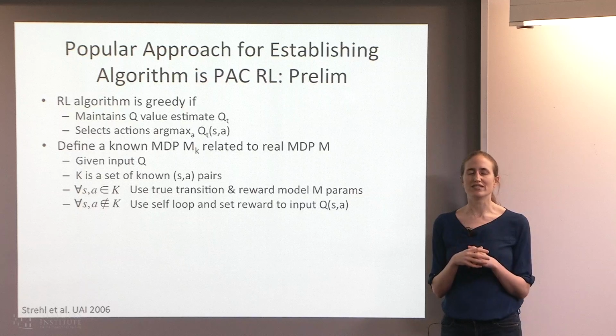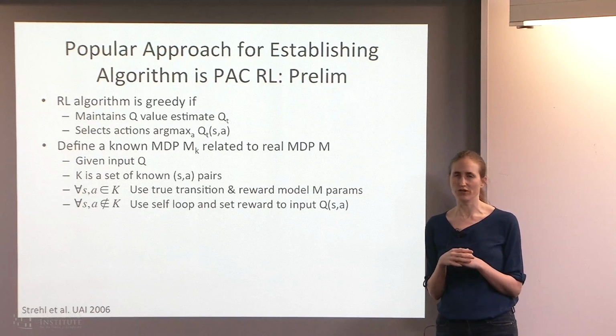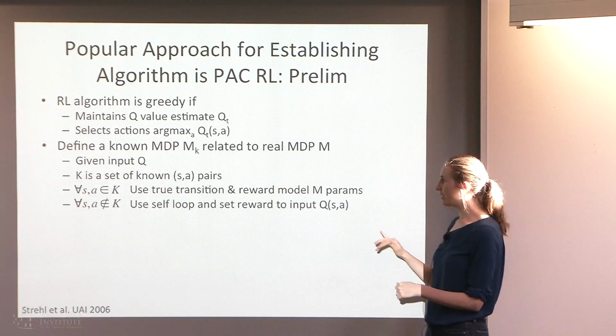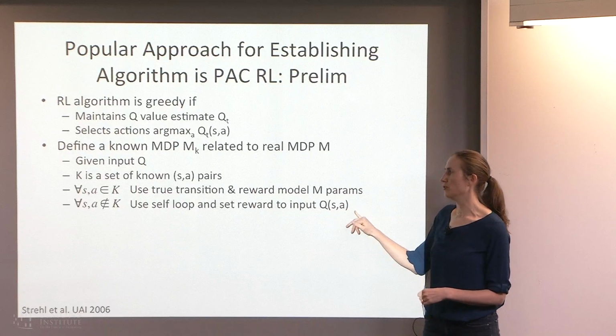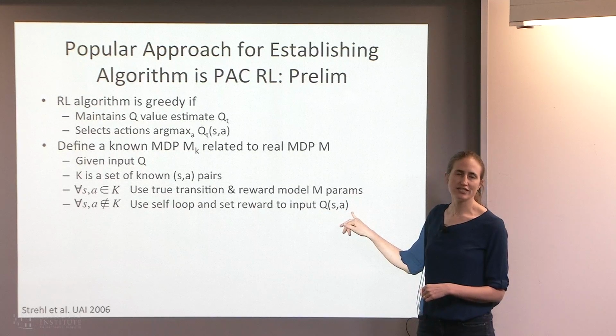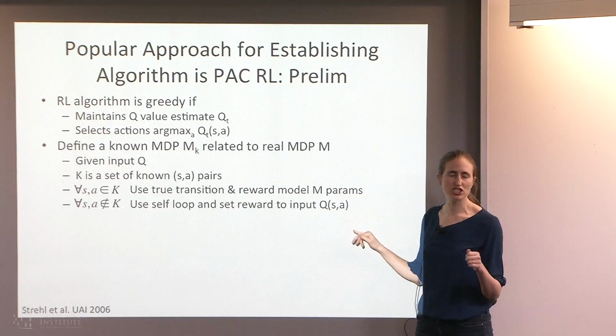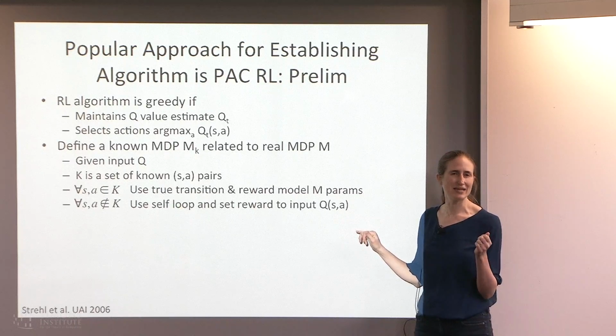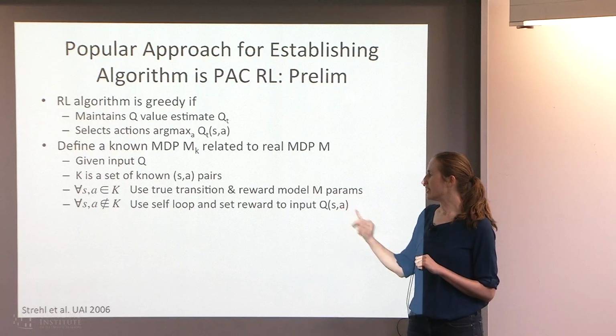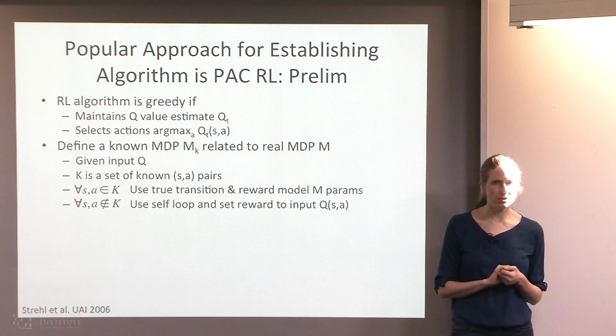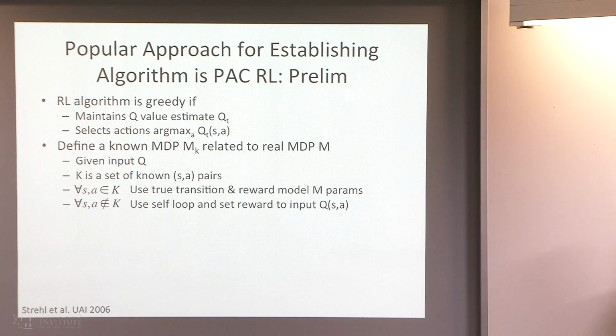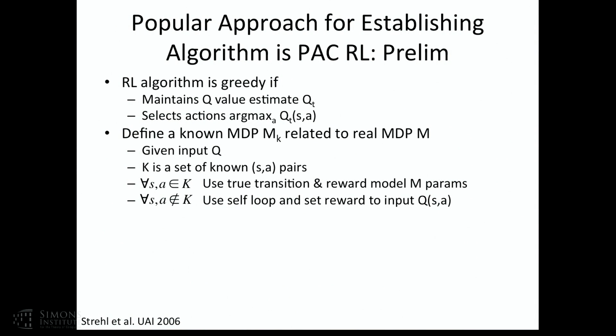So it's like an oracle gives us the real dynamics parameters and the real reward parameters. But if a state action pair is not known, we're going to use a self loop. So we're going to define the transition dynamics as if we always go back to the same state we started in. And we're going to set the reward to the input Q. So in particular, typically what we end up doing is we end up making that input Q a really, really large value, like the highest possible value we could ever expect in this domain.